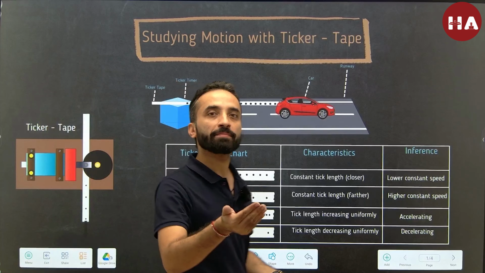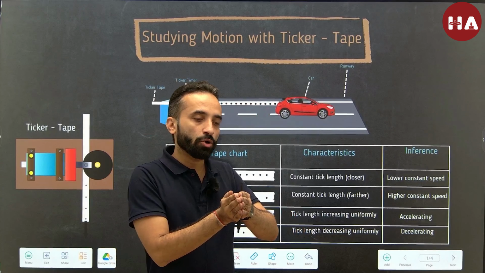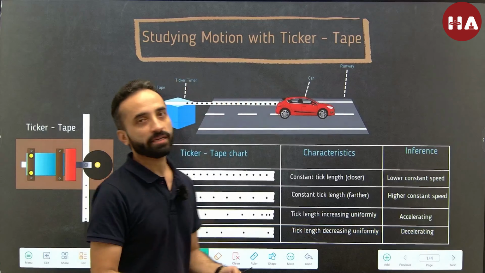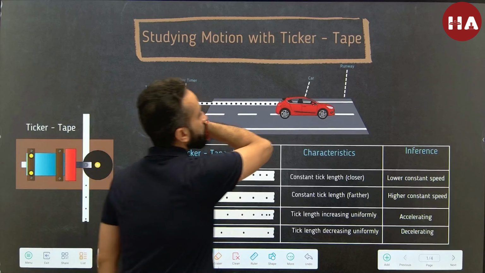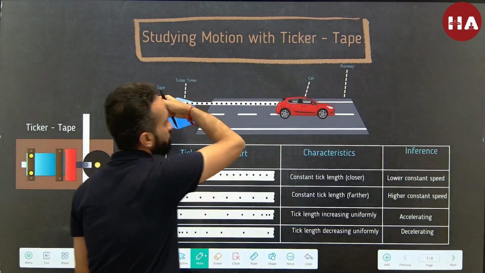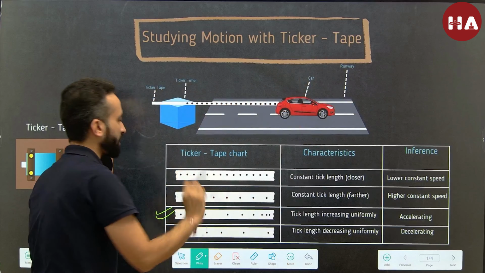So what do you mean by that? Either the distance between the dots is increasing or it is decreasing. So in the diagram again, we are assuming that the object is moving towards the right, so the tape is being pulled towards the right. Let's focus on the third diagram now.